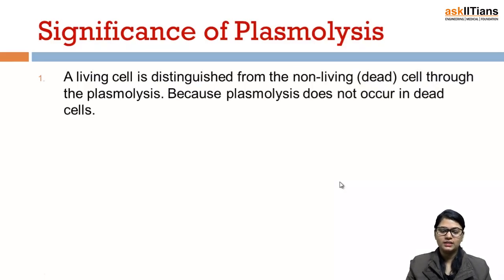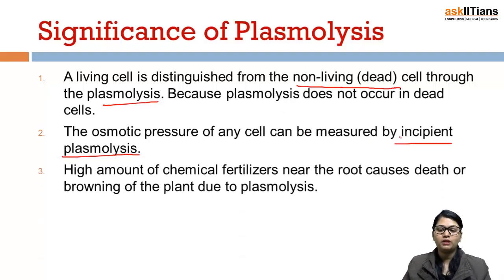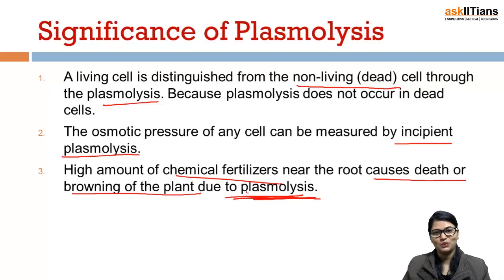Significance of plasmolysis: a living cell is distinguished from a non-living cell through plasmolysis, because in dead cells, plasmolysis will not take place. The osmotic pressure of any cell can be measured by incipient plasmolysis. So plasmolysis is important. A high amount of chemical fertilizers near the root causes death or browning of the plant due to the process of plasmolysis.